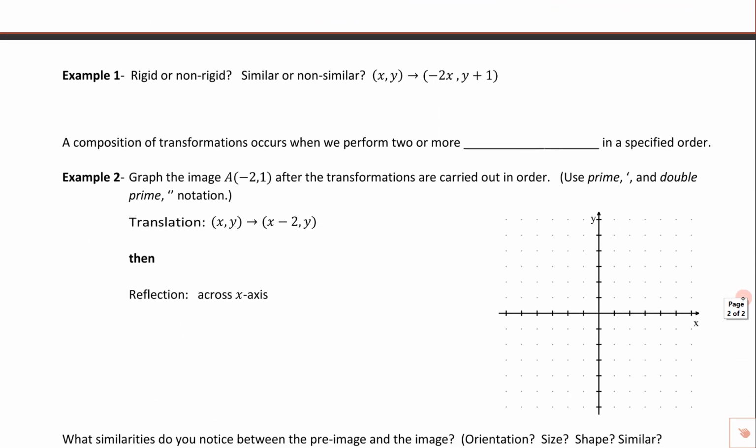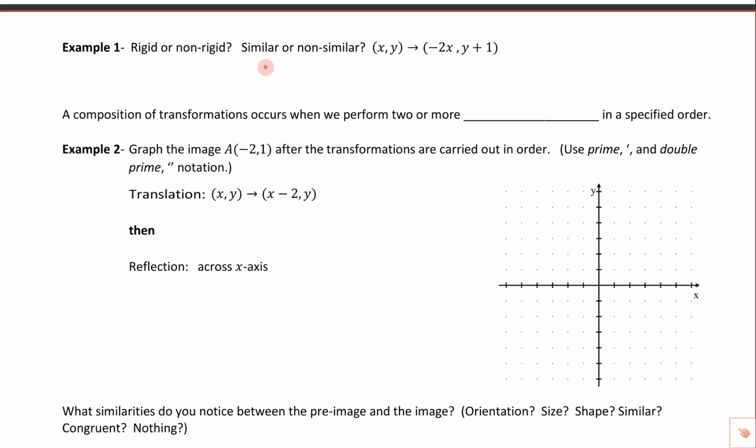So if you take a look at example 1, it says, is this rigid or non-rigid? Is it similar or non-similar? So the rule says do this. Take xy and map it onto negative 2x and then y plus 2. Well, the first thing we notice is this one is being multiplied by a negative 2, and this one, all they're doing here is adding.